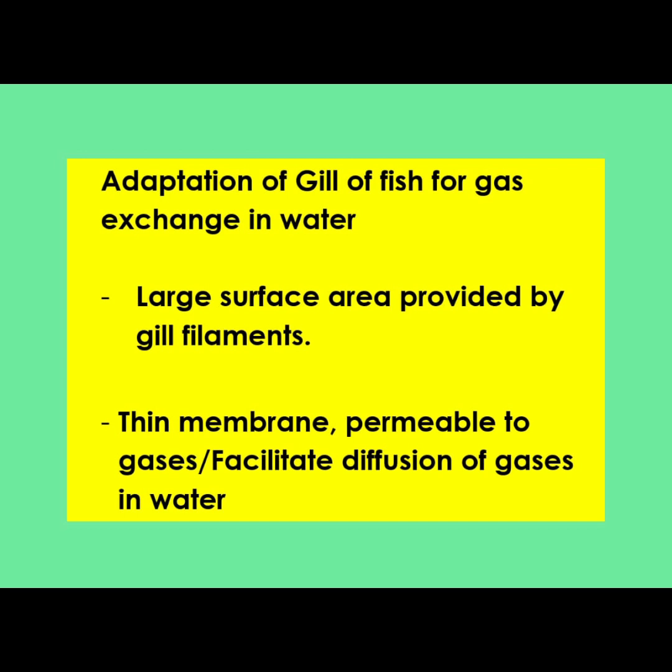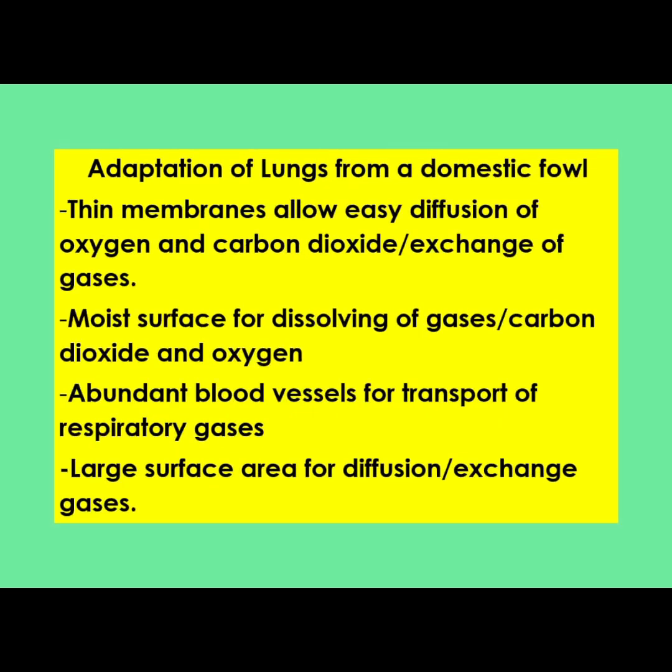Next is adaptation of gills of fish for gas exchange in water. They have a large surface area, which is provided by the gill filament part of the gills, and a thin membrane. The gills have a thin membrane, which allows them to be permeable to gases.